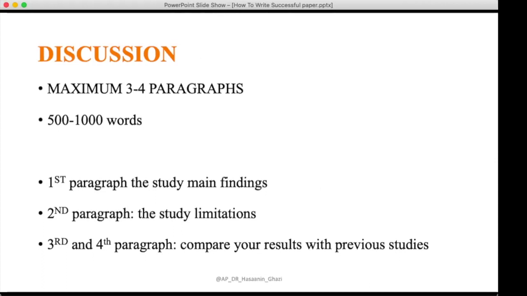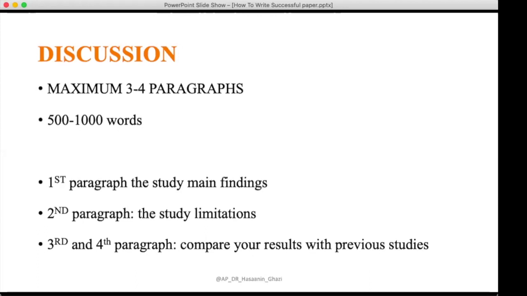But the most important thing in the discussion is do not repeat the results. No need to repeat the numbers. You are just discussing your results. Discuss the results in words, not in numbers. This is very important.